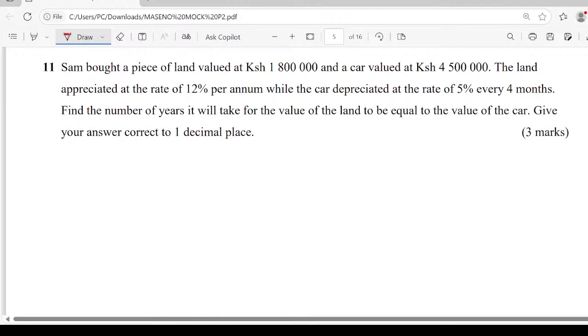Maybe allow me now to go to question number 11. Sam bought a piece of land valued 1,800,000, I think.